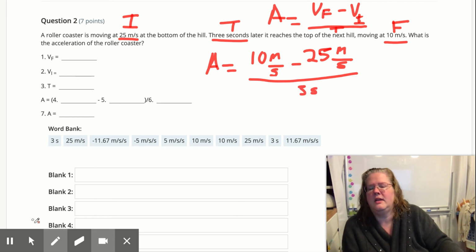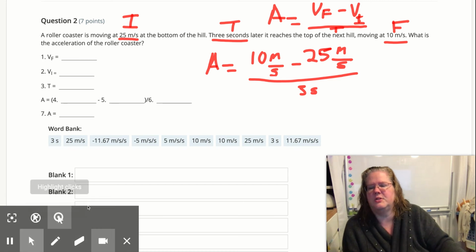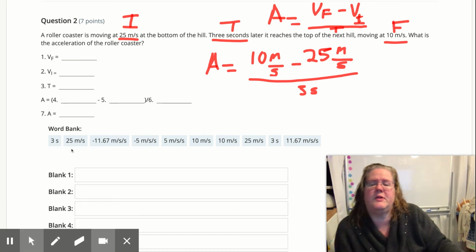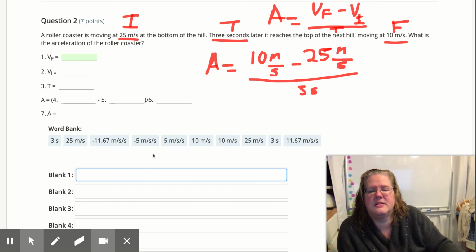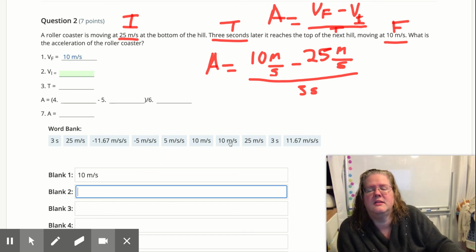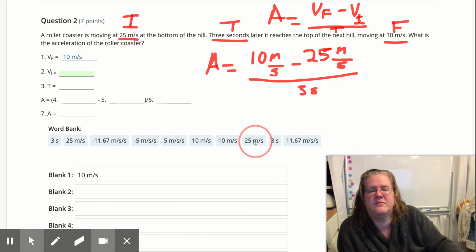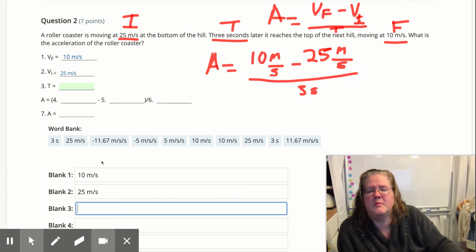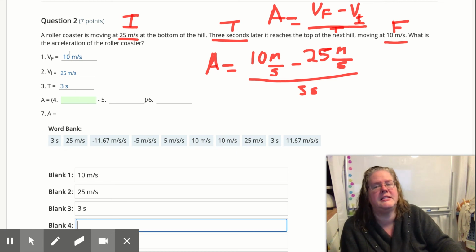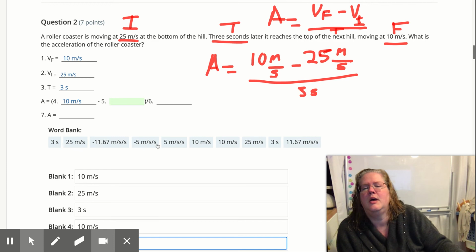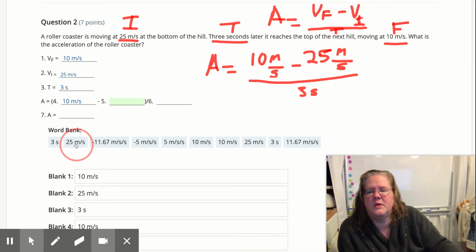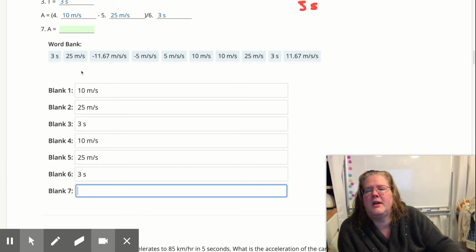All right, now let's go and make this official over here, because remember, on this I'm asking you to identify the different parts and then actually tell me what the equation is. Final velocity is 10 meters per second, initial velocity is 25 meters per second, and my time is 3 seconds. Now it's simply taking those three variables and plugging it into the equation. So in this case, acceleration is final velocity, your 10 meters per second, minus your initial velocity, 25 meters per second, and divided by 3 seconds for time.